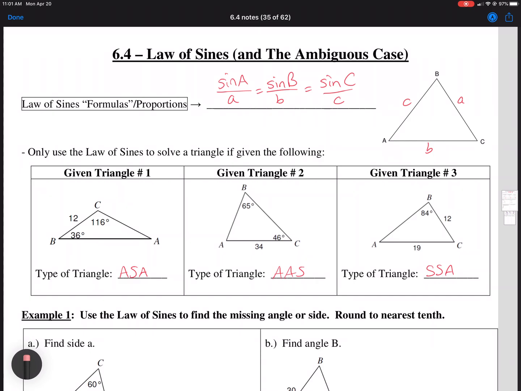You take the formulas and proportions: sine of capital A, which is the angle, over little a, the side, equals sine of capital B over little b, equals sine of capital C over little c. What that simply says is that the sine of that particular angle over its corresponding side is equivalent to the ratio of the sine of another angle over its corresponding side.